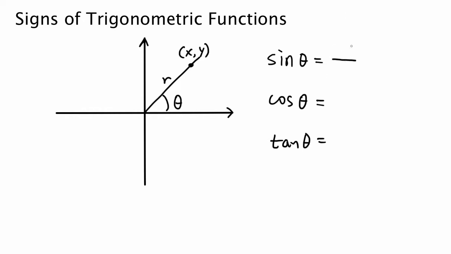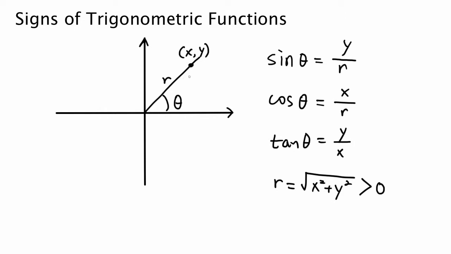So sine theta is y over r, cosine theta is x over r, and tangent theta is y over x. And the way we define the value of r is by taking the square root of x squared plus y squared. So the signs of these functions are really determined by the signs of x and y, because r is always positive.